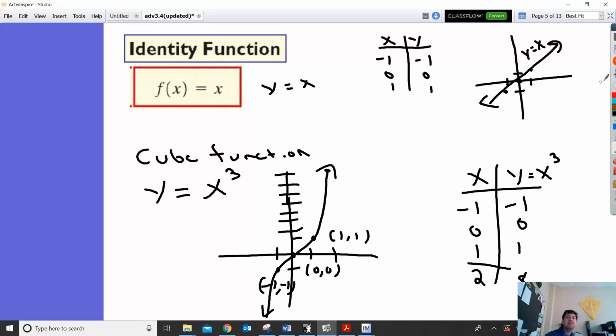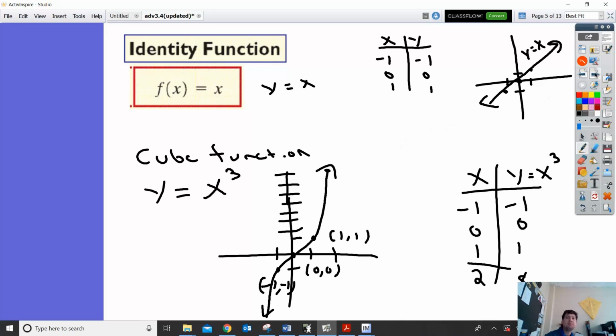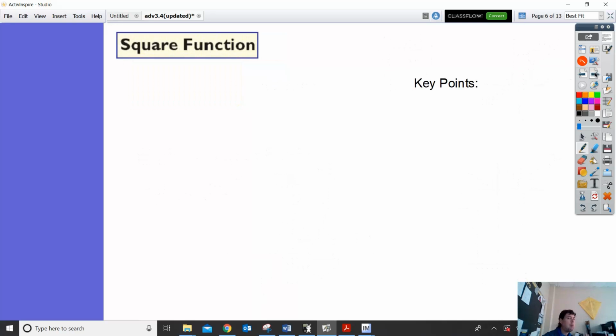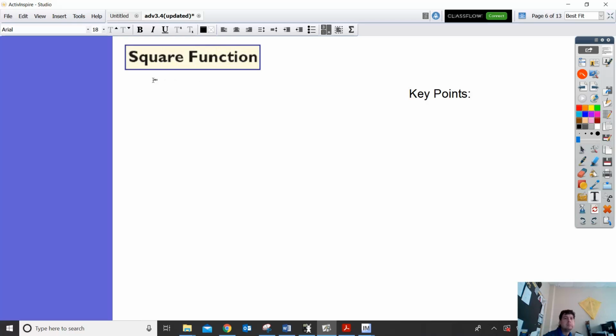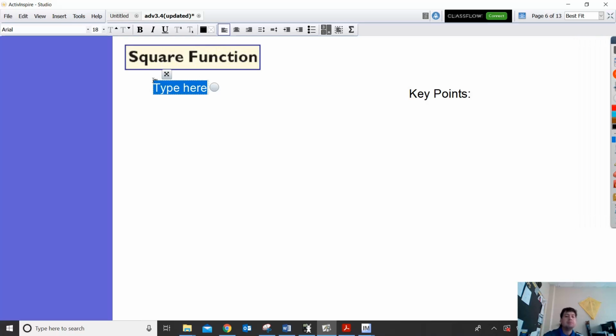We've only done 6 of these things. Wow. What do you think the square function is? Y equals x squared. What points do you want to use?